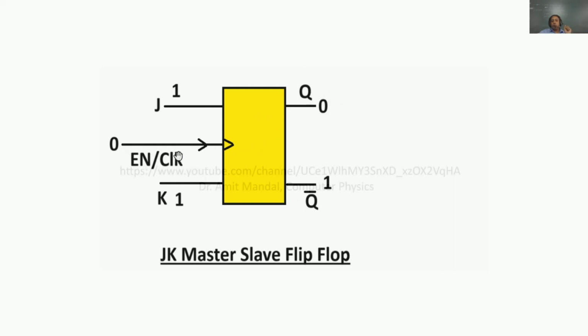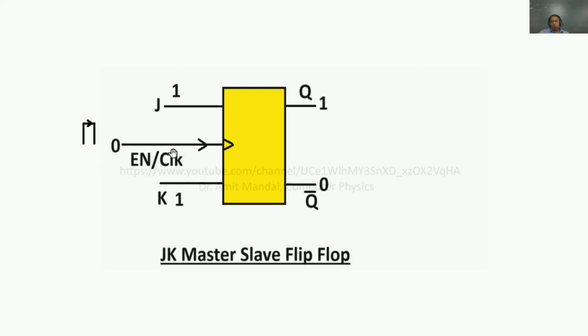There is one more input, called the clock signal or enable input. Right now it is 0. If this clock signal goes from 0 to 1, nothing changes in the output. Now if it comes back to 0, one complete cycle is rendered to this flip flop. So 0 to 1 and again back to 0, now the outputs are changed. You can see initially it was 0 1 and now it is 1 0.